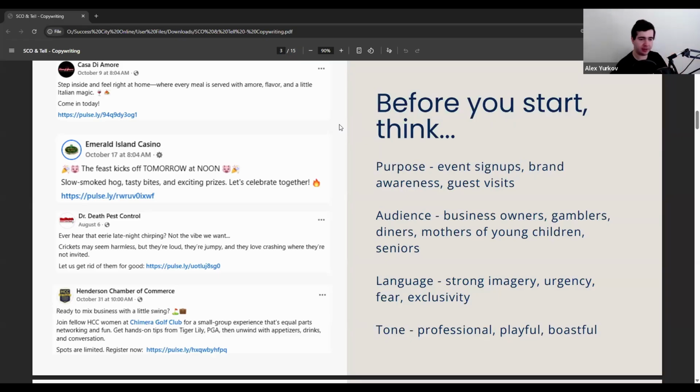There's an HTC post here at the bottom: "Ready to mix business with a little swing." It lets you know what this post is going to be about, while also setting tone and audience, right? I think this set it very well.